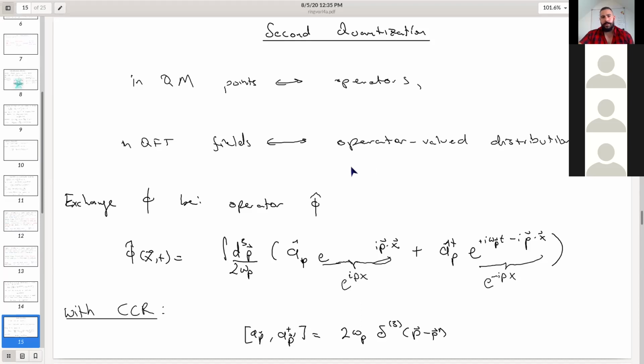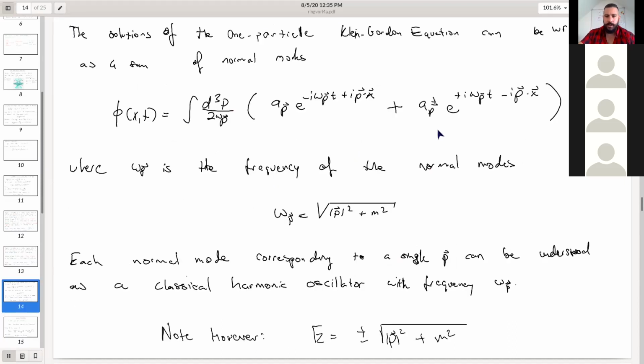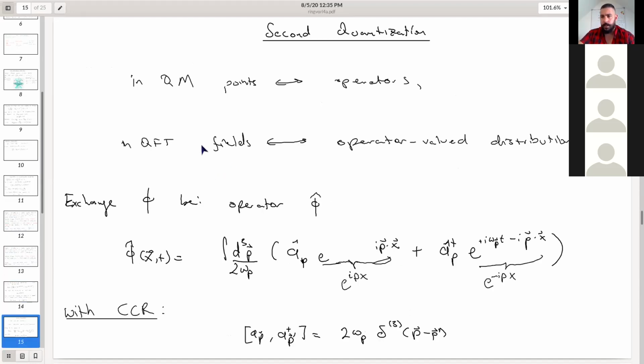What is important here is the following. In quantum mechanics, you replace points by operators. Now, in quantum field theory, you deal with fields. And in order to solve for these fields or quantize these fields, you replace them by operator valued distributions, because the field in itself is a distribution. And now you put on this field an operator, which makes it an operator valued distribution. So now we're talking about operators here, okay?